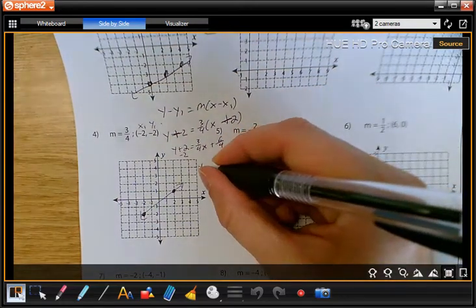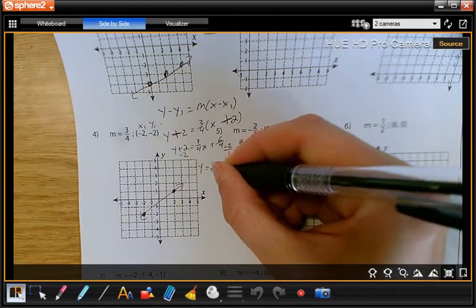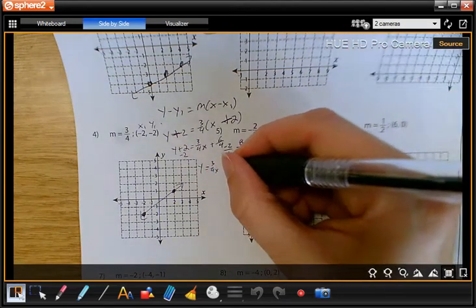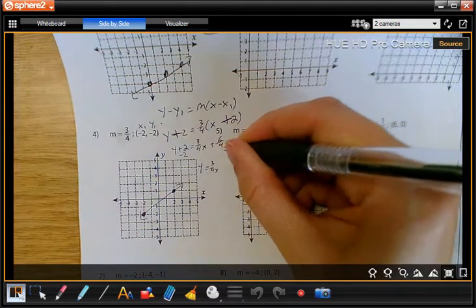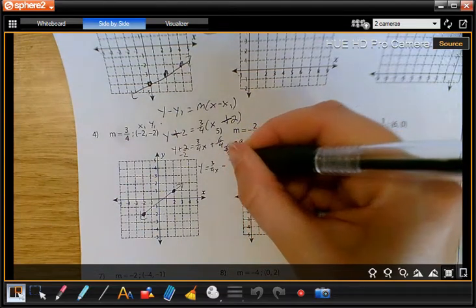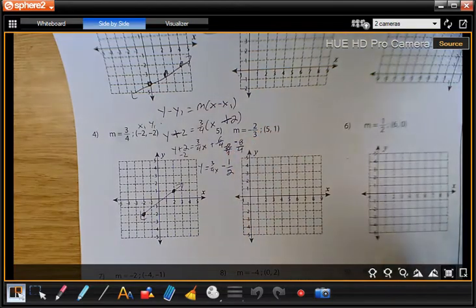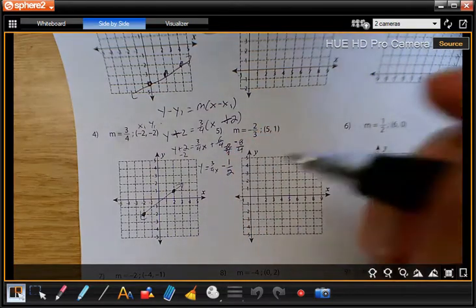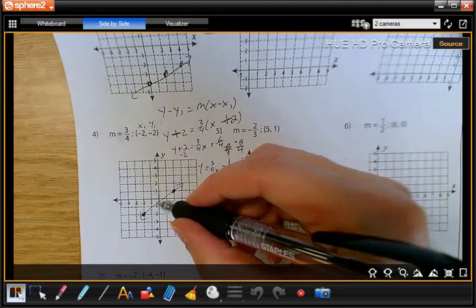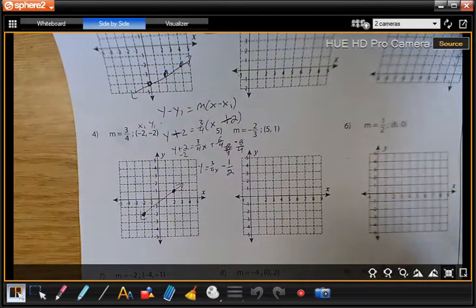So we end up with y equals 3/4 x minus 2/4 or minus 1/2. That was a toughie. Okay, but it does look like it's going through here right at -1/2. All right, let's try another one.